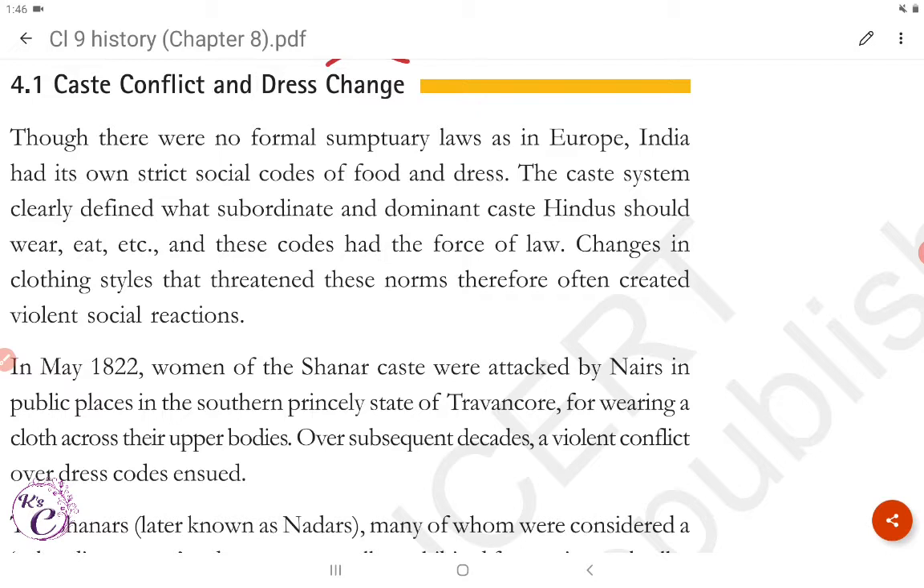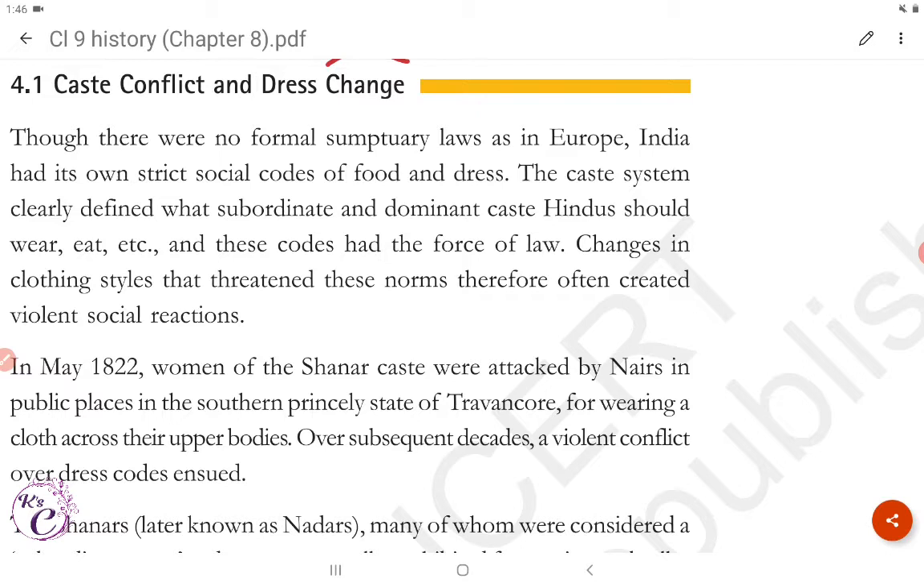Though there were no formal sumptuary laws as in Europe, India had its own strict social codes of food and dress. The caste system clearly defined what subordinate and dominant caste Hindus should wear, eat, etc., and these codes had the force of law. Changes in clothing styles that threatened these norms therefore often created violent social reactions.